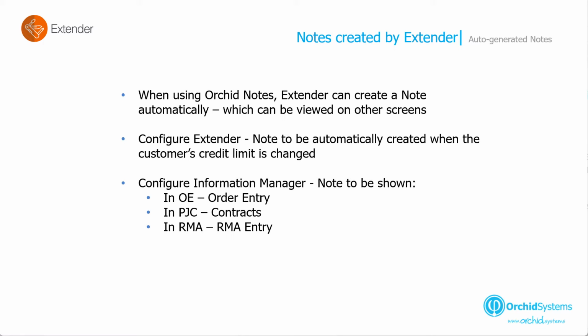So in this example, we're going to configure Extender to automatically create a note each time the customer's credit limit is changed. And then we will configure Information Manager to show that note against the OE order entry screen, the project and job costing contract screen, and in RMA when you're entering an RMA.